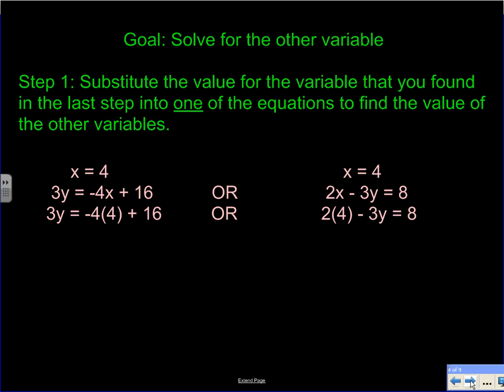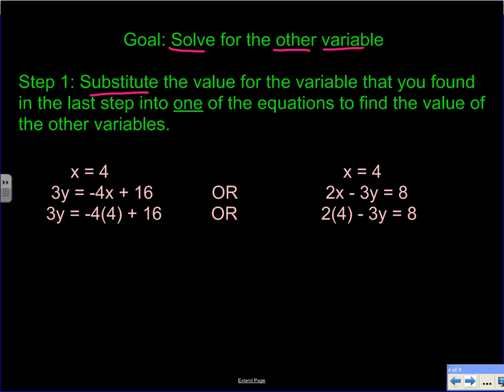Let's look at the next page. Our next goal here, since x is equal to 4, is to solve for the other variable. And in this case, it's going to be y. It won't always be y. Sometimes you solve for y first, and then you solve for x. But this one, we're solving for y. How do you do that? Substitute. You're going to plug in the value.